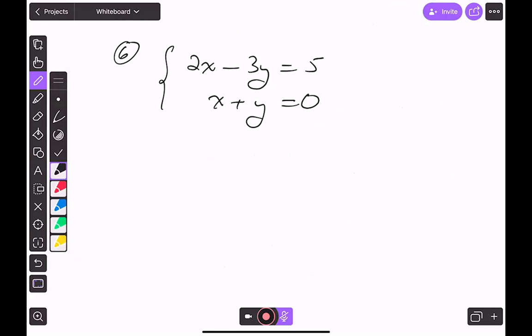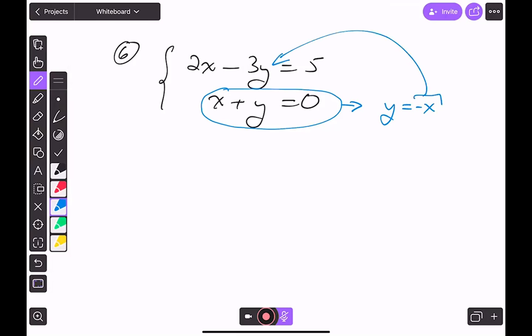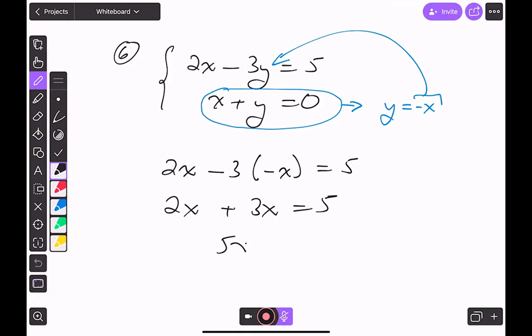Well, I got to solve one of those equations for either x or y. I'm going to take the second equation and solve for y. And what would that be? y equals minus x. Then I'm going to take this, which is what y is, and pop it in up here. And what do you get? Let's put that down. 2x minus 3, well, it's y. What do I believe y is? Minus x, equals 5. 2x plus 3x is equal to 5. 5x is equal to 5. x is equal to 1.